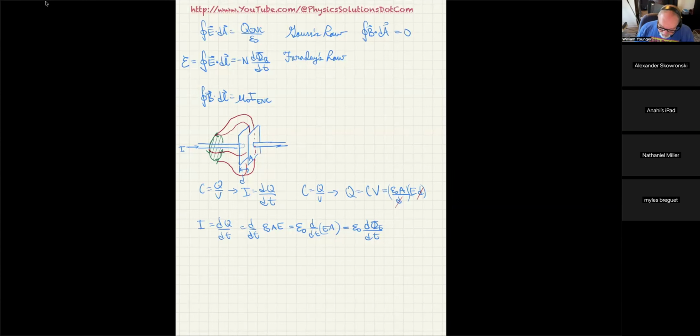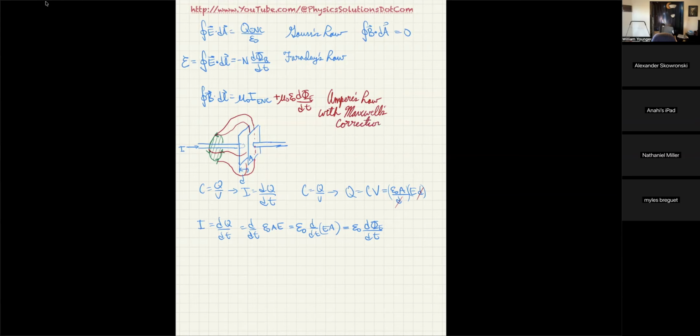Now, in order to have this current on the right-hand side of Ampere's law, I have to multiply it by mu zero because the existing current is multiplied by mu zero. So the fix to Ampere's law is plus mu zero epsilon zero d phi E over dt. And now it's Ampere's law with Maxwell's correction.